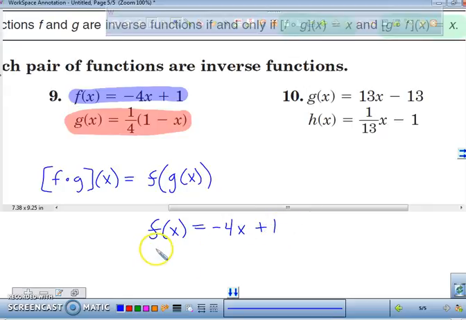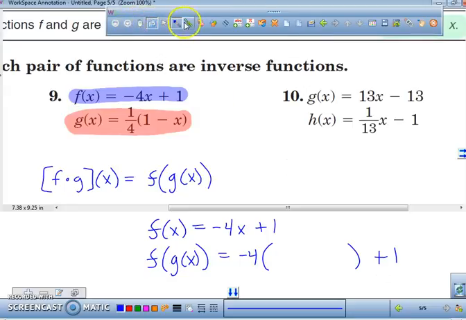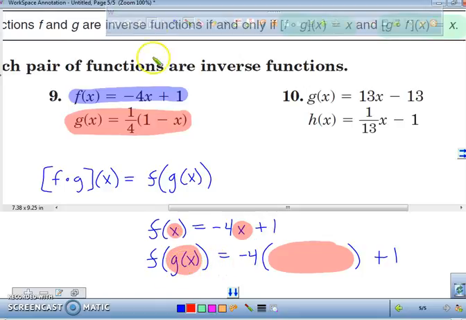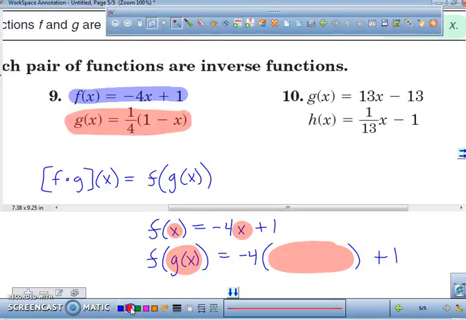What we're going to do is we're not going to find f of x. We already know what it's equal to. We're going to find f of g of x. So I'm going to put a -4, a big old parentheses, and plus a 1. And I want you to look at what I need to plug in for my value of x. So instead of plugging in an x, where there's an x, what am I going to plug in? I'm going to plug in g of x.